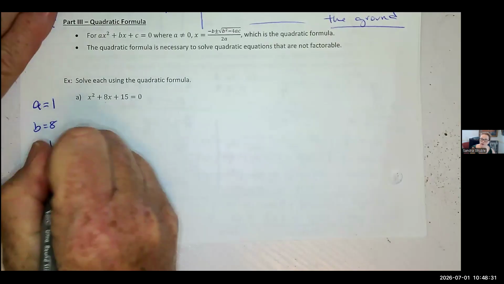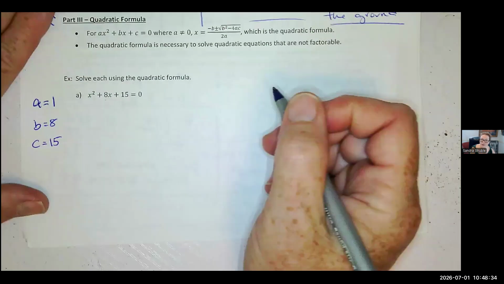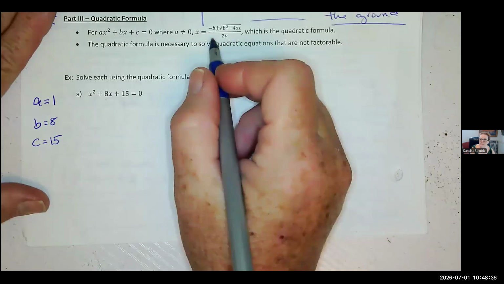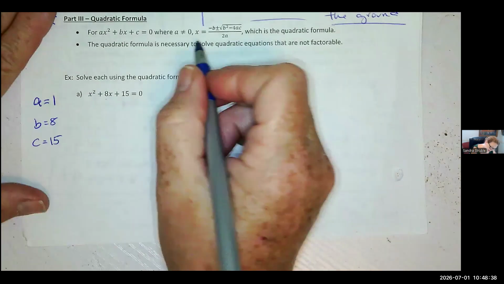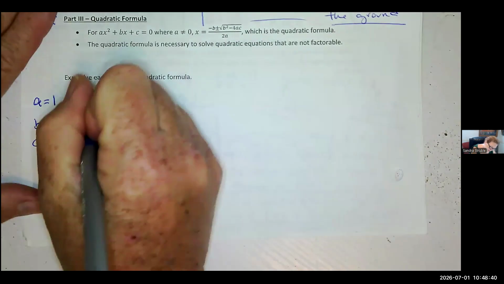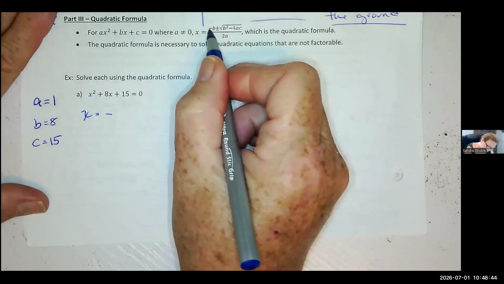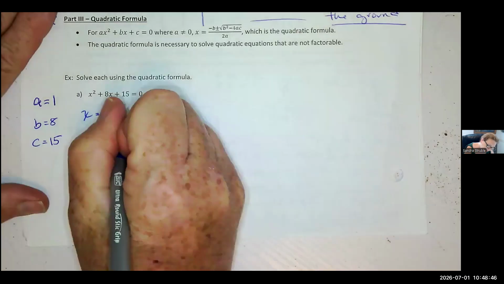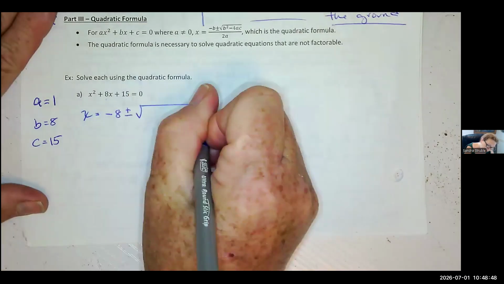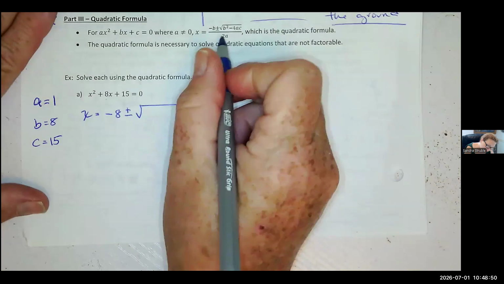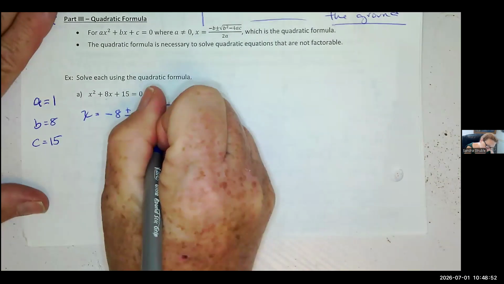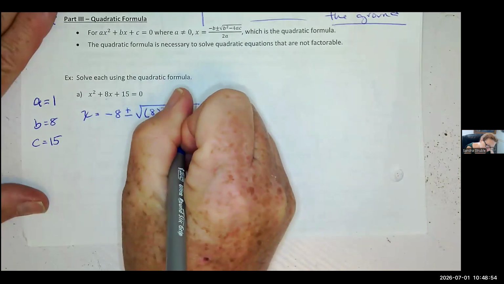All right, now we're just going to do plug and chug. Now that we know what these are, we're just going to substitute them in for this equation. So x equals negative, that's a negative, b is 8, plus or minus the square root of b squared, put it in parentheses, 8 squared minus 4, a is 1, c is 15.